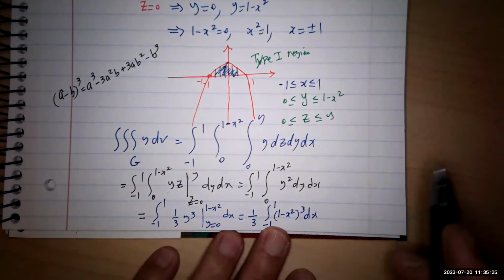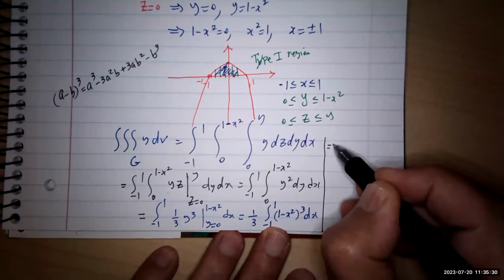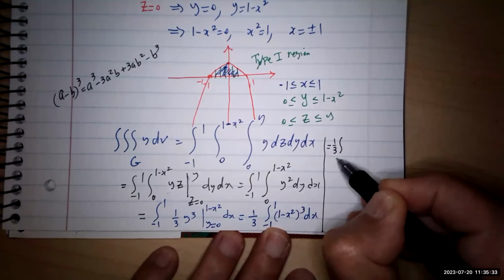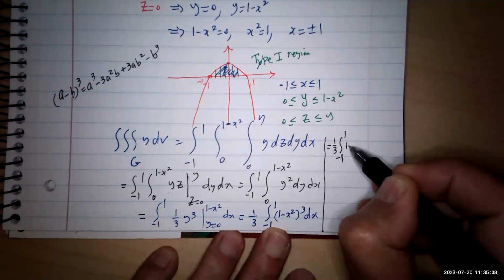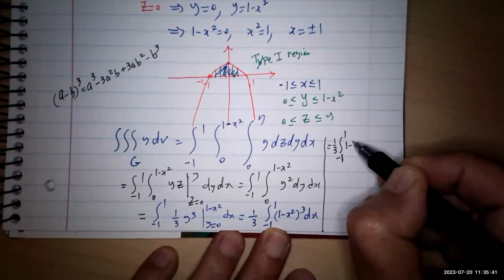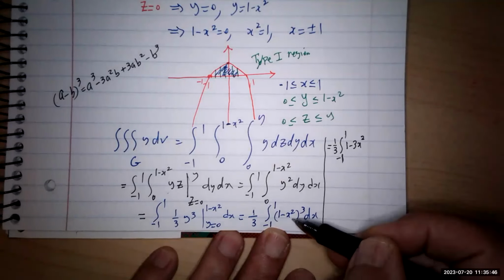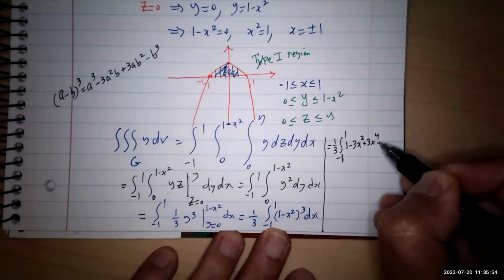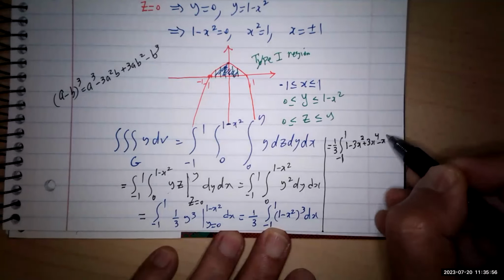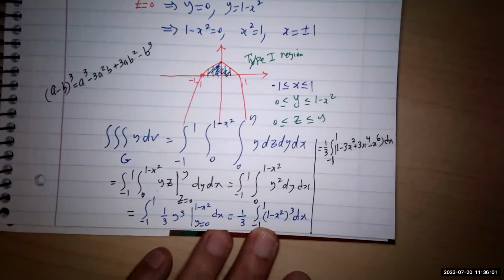Let's see if I can write it down here so that you have it. It's going to be equal to 1/3 the integral from negative 1 to 1. If I apply that theorem, the cube of the first one would be 1, minus 3 times x squared, then 3 times the square of the second times the first, so plus 3x to the 4th, and the last one minus x to the 6th, dx. So this is the way you operate.